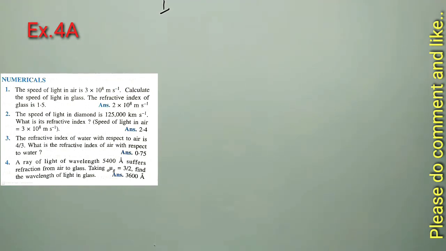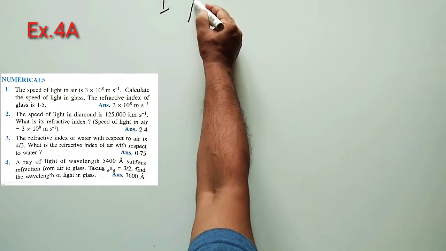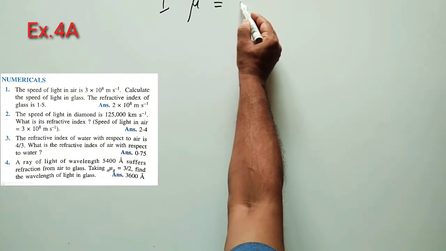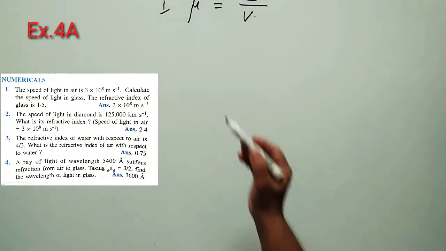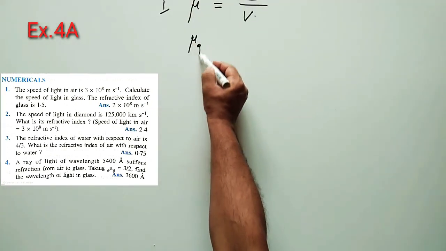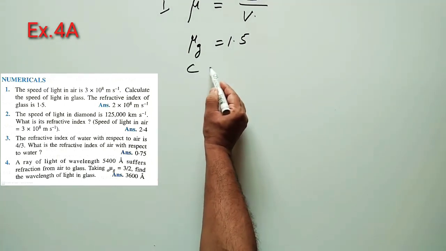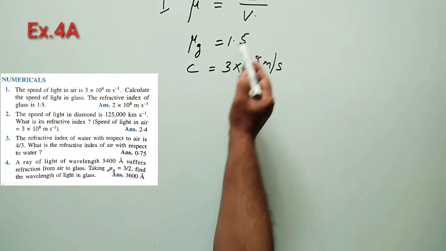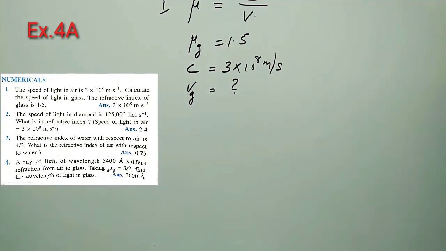All of you know the formula or the relationship between refractive index and speed of light in a given medium. So the refractive index of a given medium can be expressed as the ratio between speed of light in air and the speed of light in the given medium V. The refractive index of the glass mu g is given as 1.5 and the speed of light in air is given as 3 into 10 to the power 8 meter per second, and the speed of light in glass Vg you have to calculate here, that is the unknown quantity.